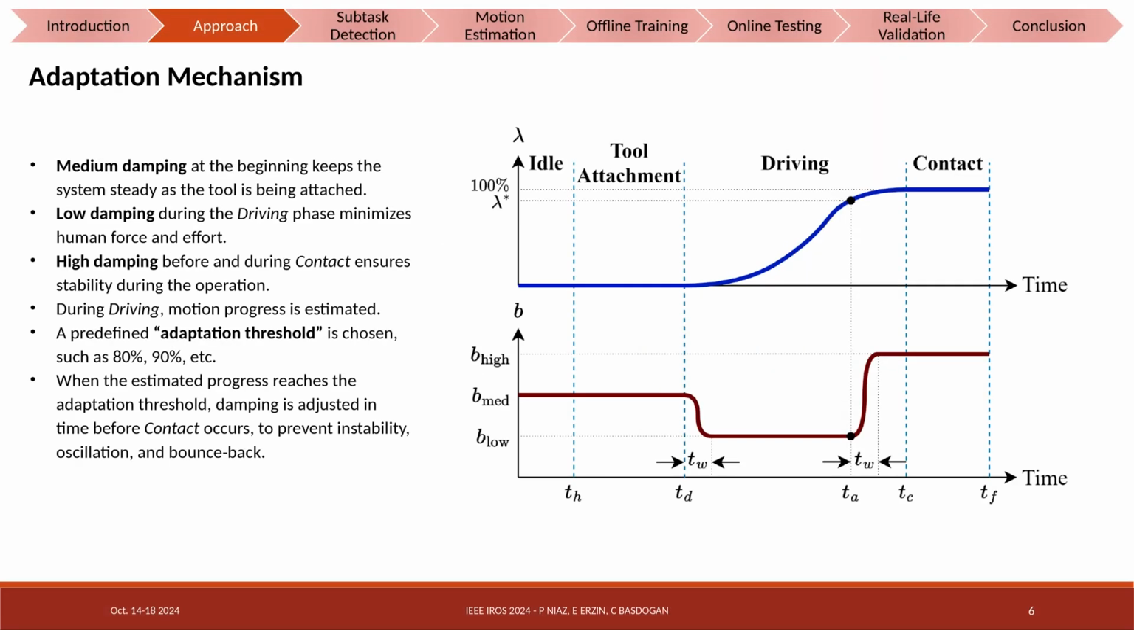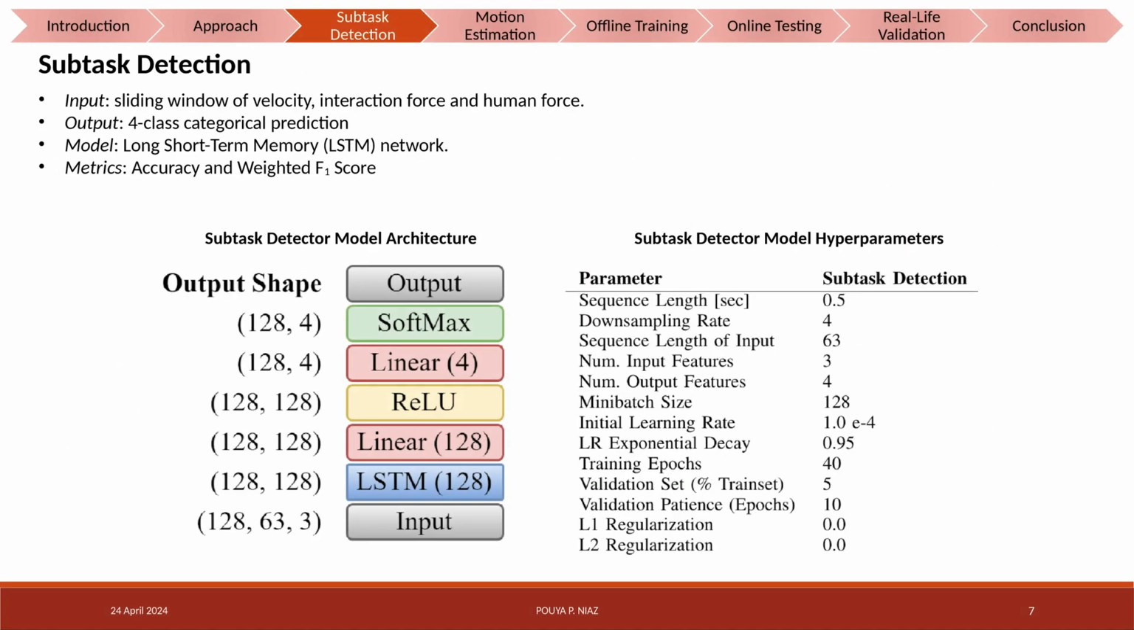The task starts with a medium admittance damping value, which is adapted to a low value as soon as driving is detected by the subtask detector. Motion progress is tracked during driving, and once estimated progress reaches a threshold value, marking the imminence of contact, damping is adapted to a high value to prevent instabilities at contact. The subtask detector is active throughout the task.